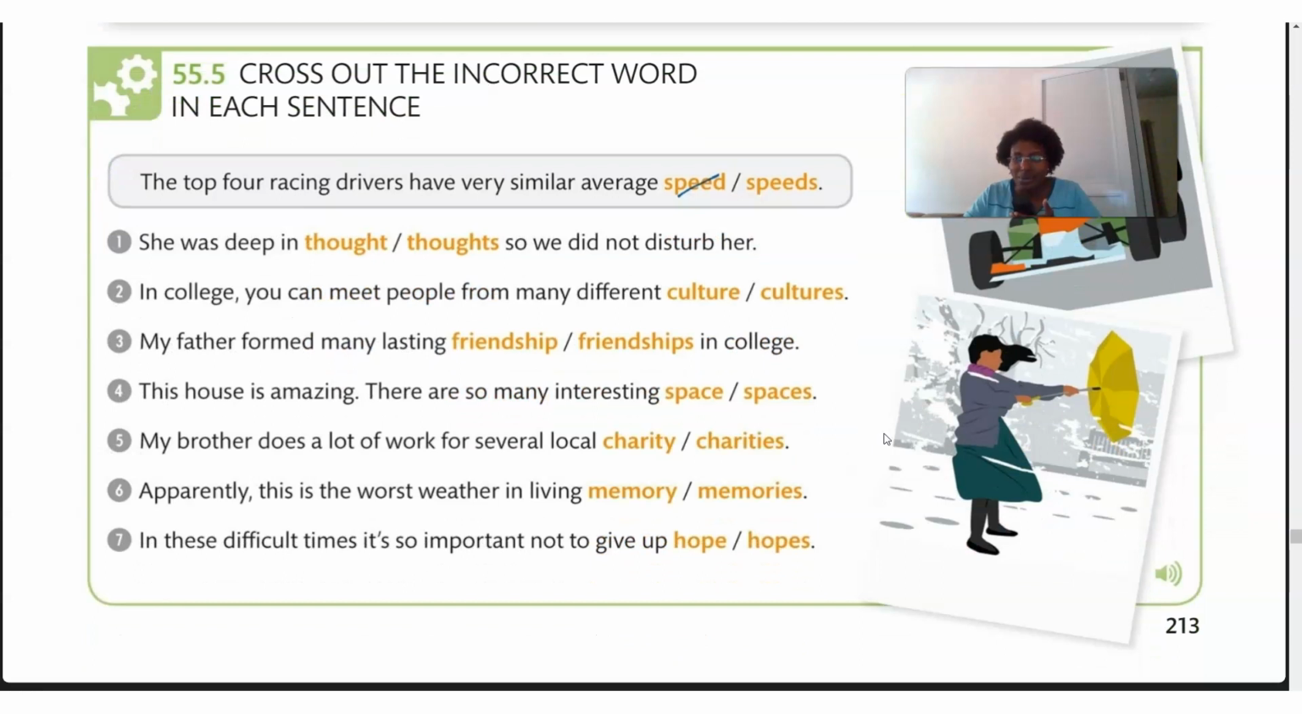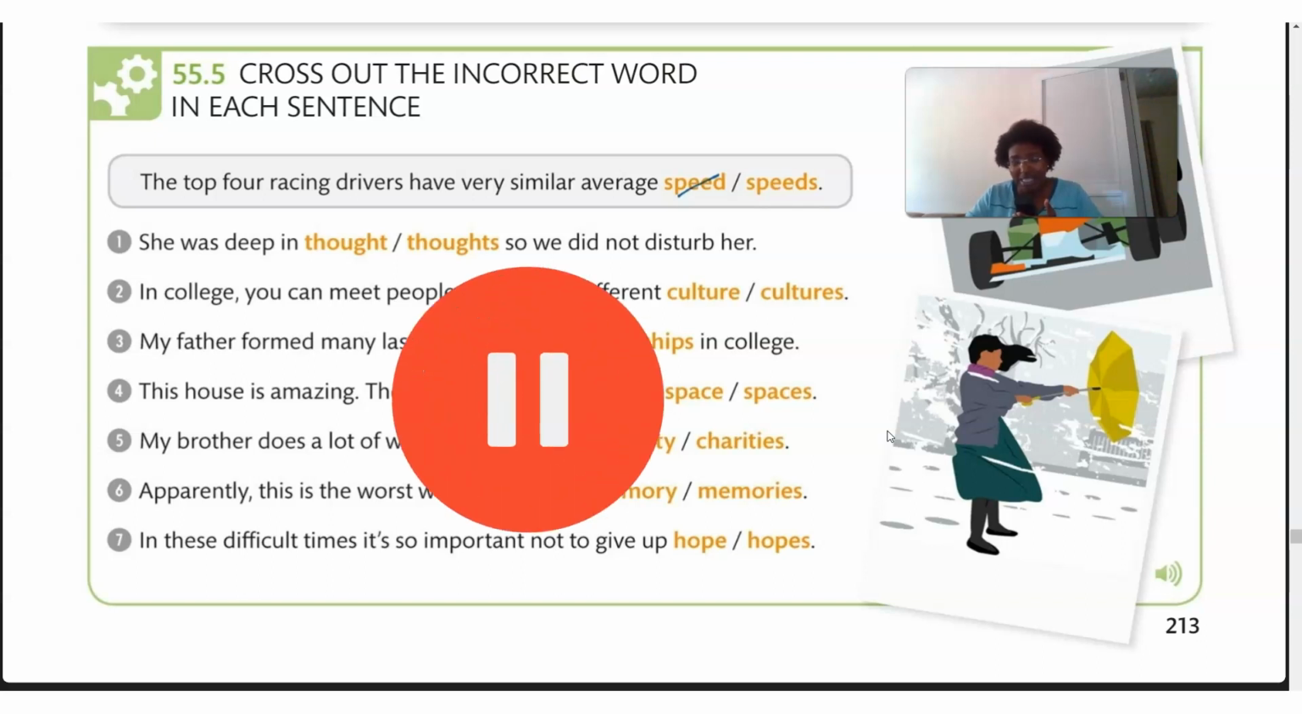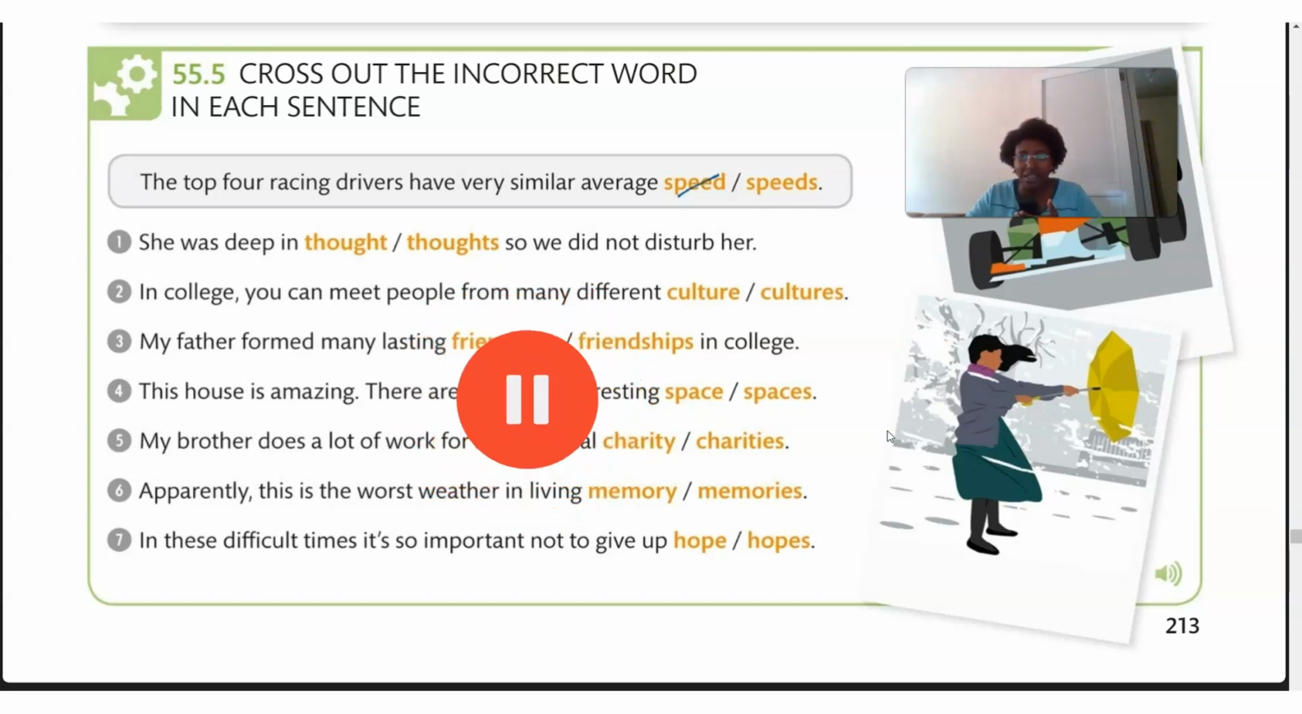Here's your chance to see if you understand this concept. So you have to cross out the incorrect word in each sentence. So which one is not correct? Go ahead and pause the video and see if you can get it correct, and then come back and we'll check the answers together. We have the first example. The top 4 racing drivers have very similar average speeds.